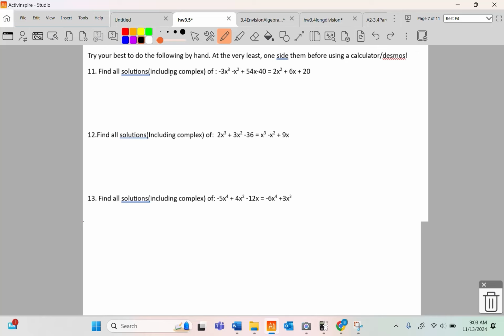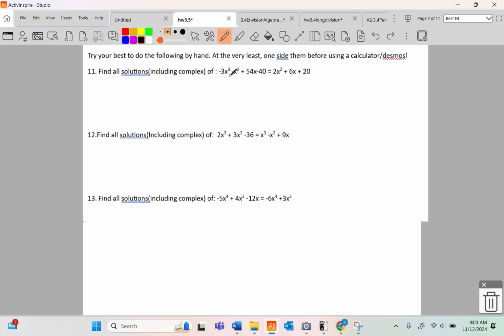All right, so the instruction set here is to do your best to do it by hand, at the very least one side up for using Desmos. I think there's some special patterns in here that are pretty rough. I didn't actually create these problems. These came from the Envision Algebra 2 book. But I'm going to try and do the first one, all right?